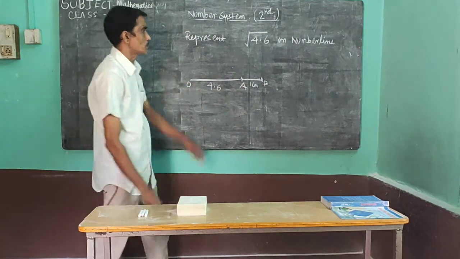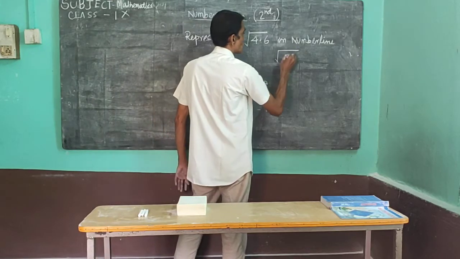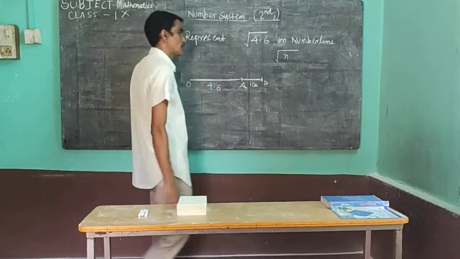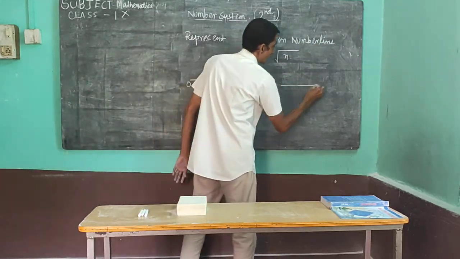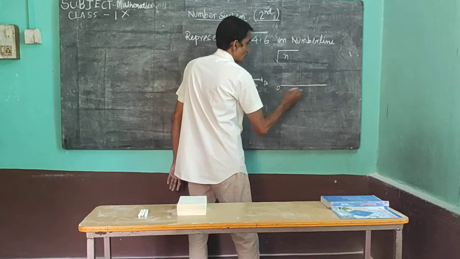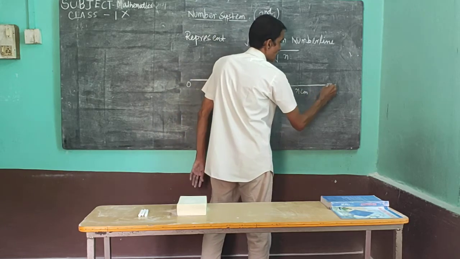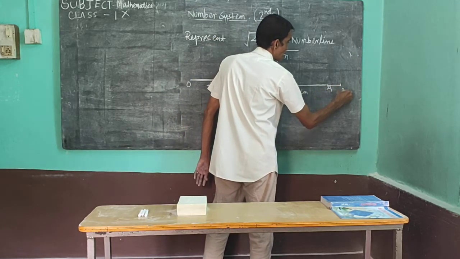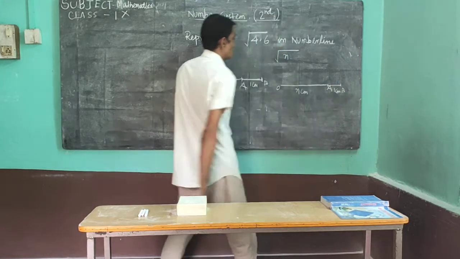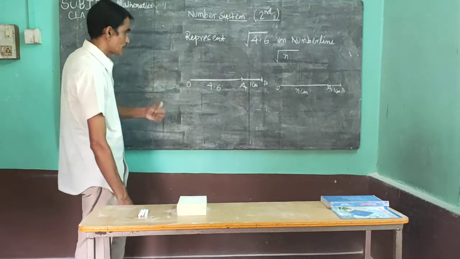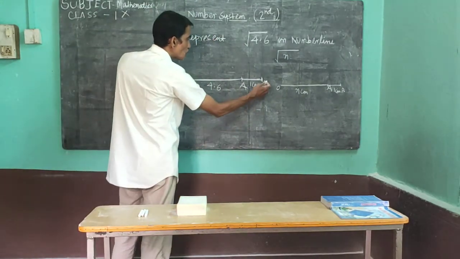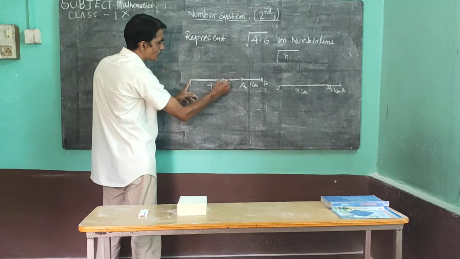That means any number, root over n. For example, to represent root over n on the number line, what you have to do? Take n centimeter on the number line, and from A to B, 1 centimeter. Next, this OB, you bisect and take the middle point.